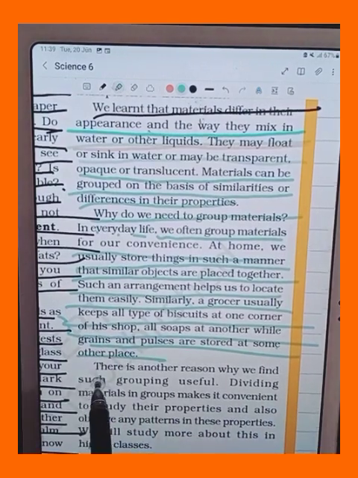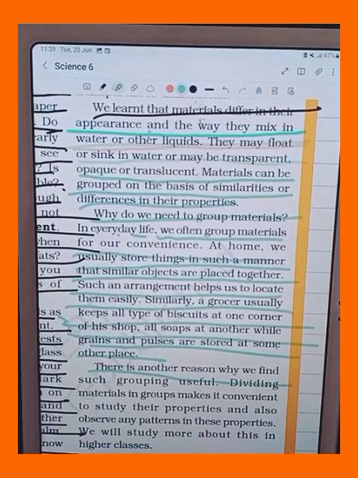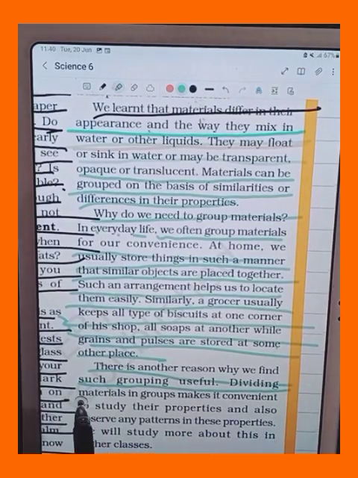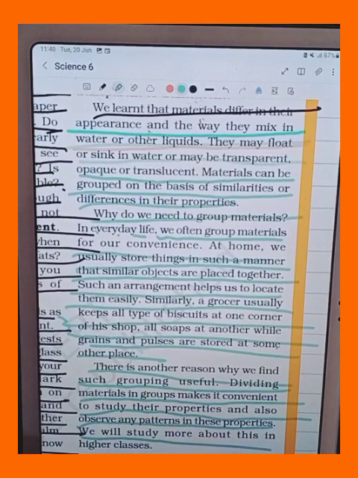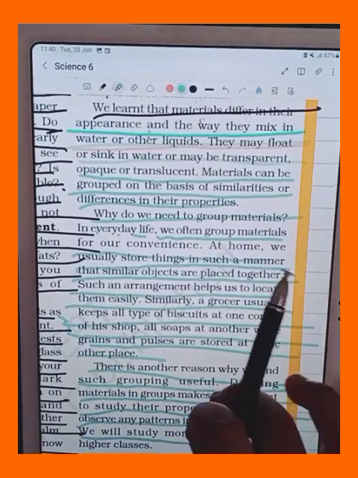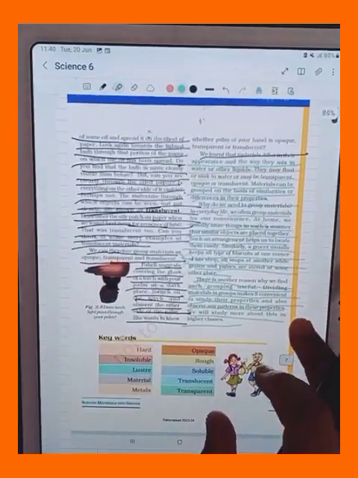There is another reason why we find such grouping useful. Dividing materials into groups makes it convenient to study their properties and also observe any patterns in these properties. You will learn about this in higher classes, as I told you.